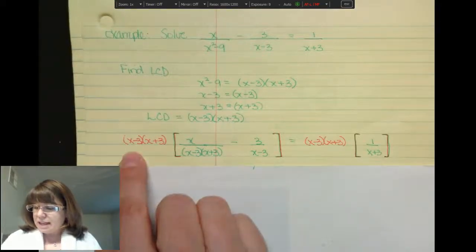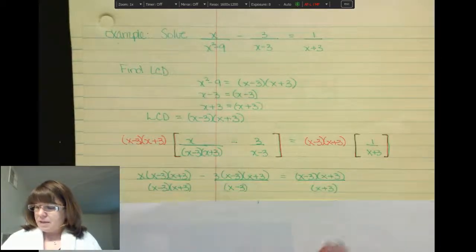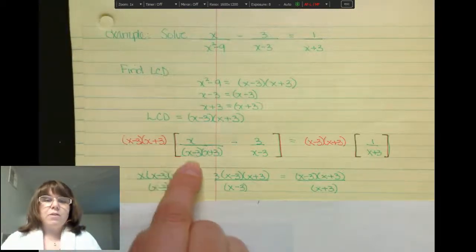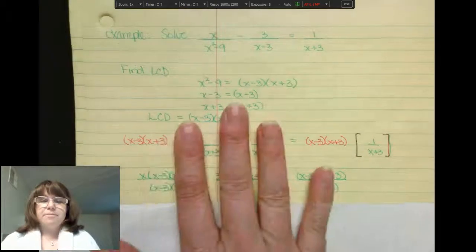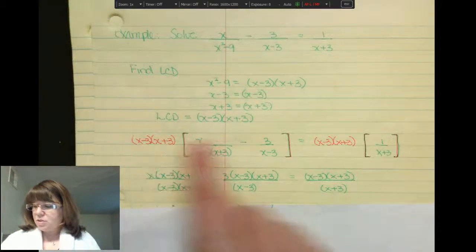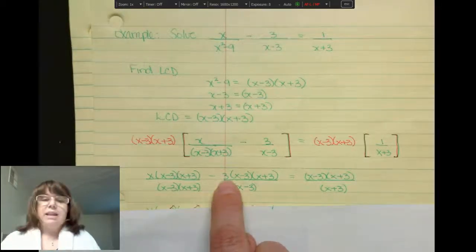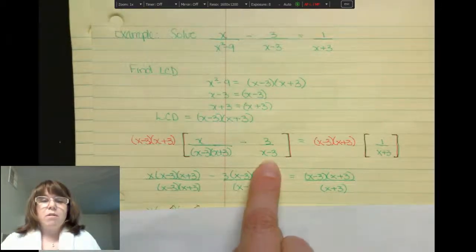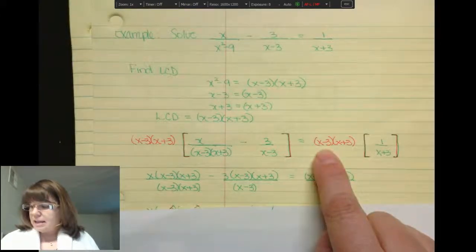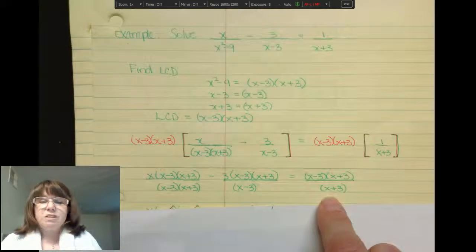So for the left-hand side, I'm going to distribute to each of the terms, giving me x times x minus 3, x plus 3, all over x minus 3, x plus 3. Then I'm going to distribute the x minus 3, x plus 3 to the 3, which is negative, becomes negative 3, x minus 3, x plus 3, all over x minus 3. On the right-hand side, x minus 3, x plus 3 times 1 is just x minus 3, x plus 3, all over x plus 3.